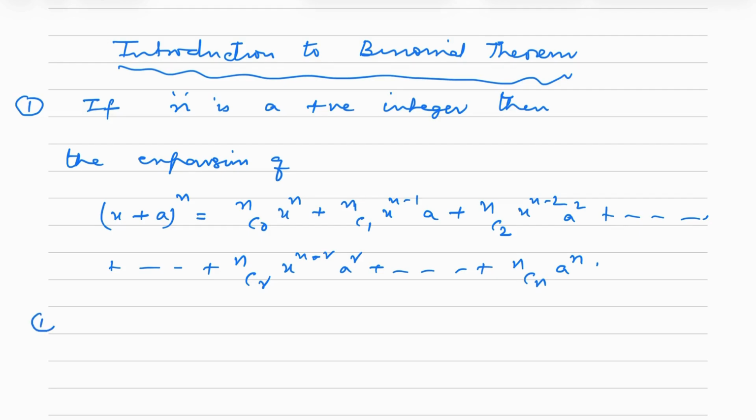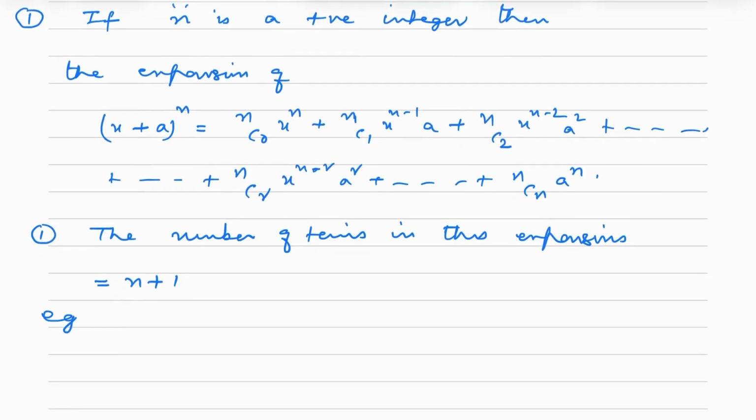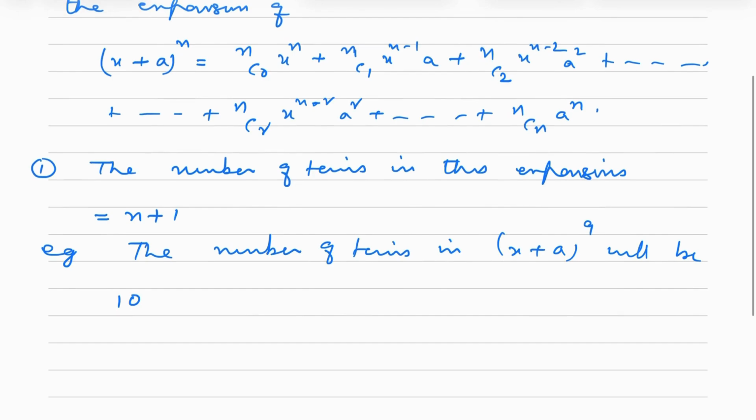In this, some key points are: first one, the number of terms in this expansion is always equal to n + 1. Number of terms in this expansion is n + 1. Now, for example, the number of terms in (x + a)^9 will be 10. This is the first point.